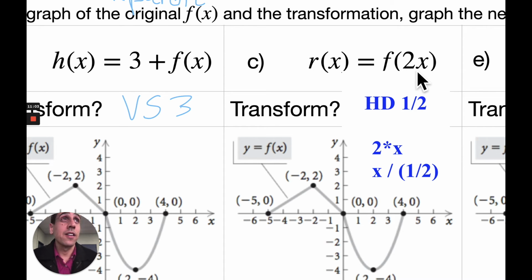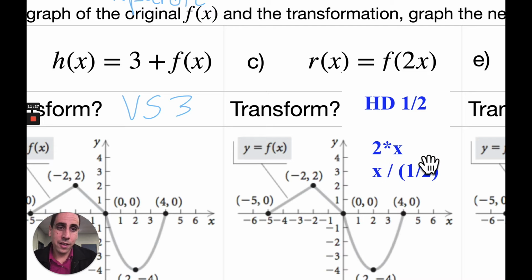If you want to look at an equation and figure out how much it's going to be horizontally dilated, you have to ask yourself x divided by what will give you that number. It's all about the x divided by something, and here we have multiplication. So the first thing we have to do really is change multiplication to division. And the way that you do that is with the reciprocal.